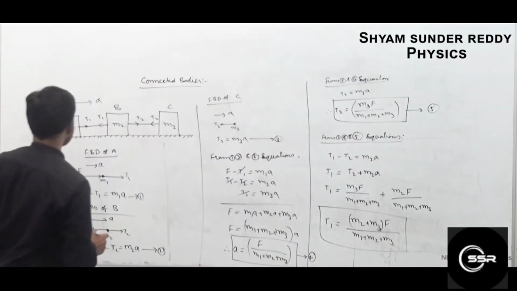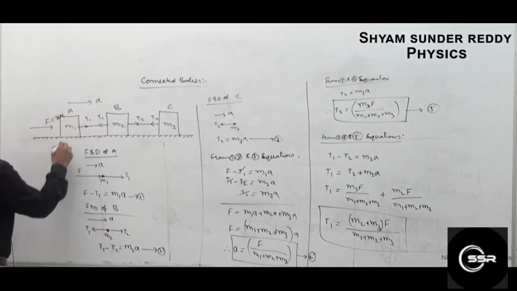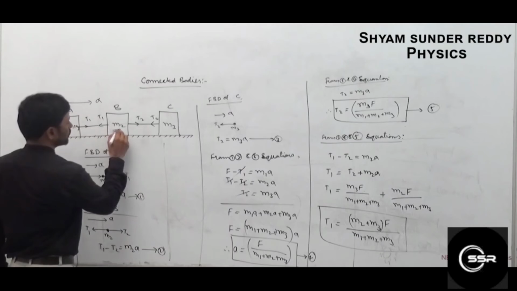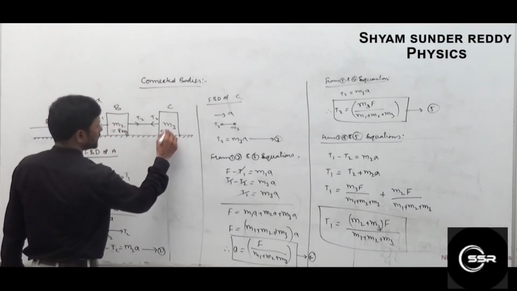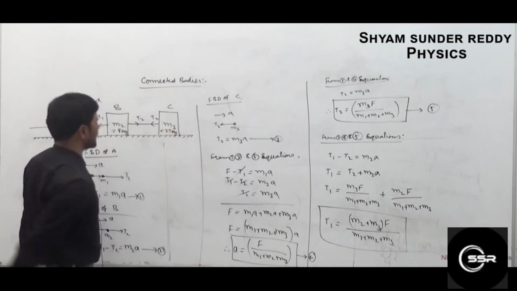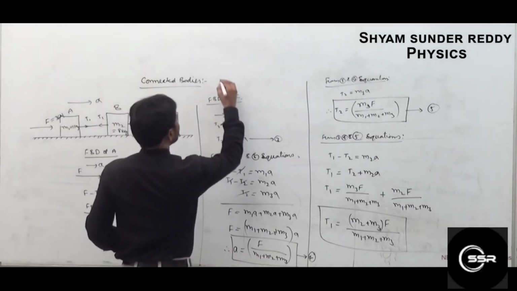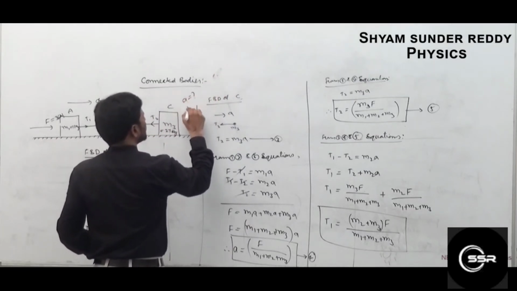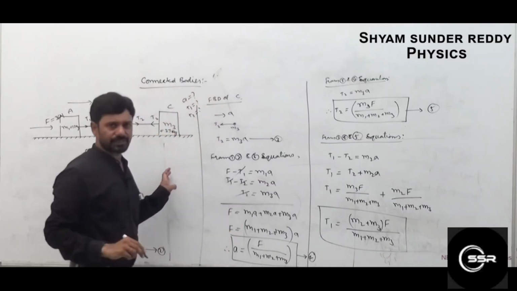Here it is. Applied force 36 newtons and M1 is equal to 1 kg, M2 is equal to 8 kgs, M3 is equal to 27 kgs, like this. Then what is A? A is equal to what? And T1 is equal to what? T2 is equal to what in this system?